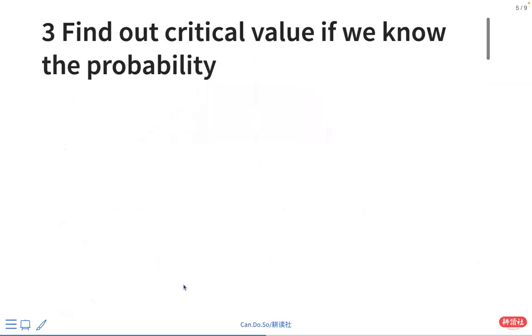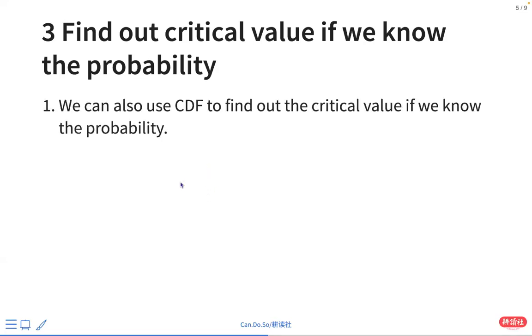In the next section, we know the critical values and we can find out the probability. What if we know the probability and we want to know the critical values? That's also possible.